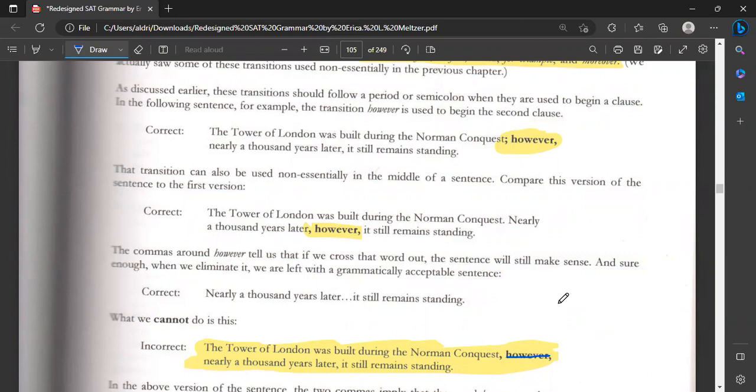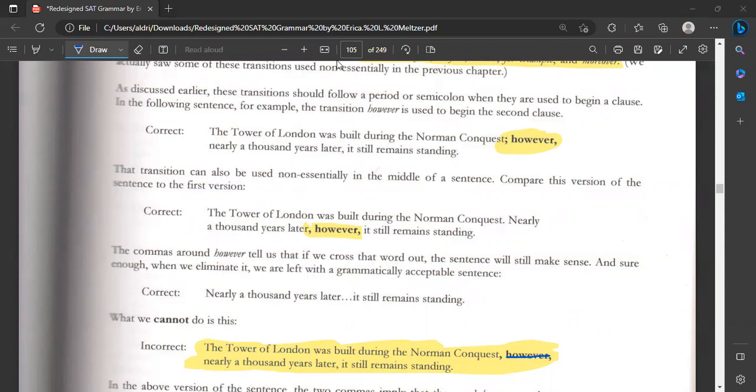So if you notice, this is what's happening. The Tower of London, which was built during the Norman conquest nearly 1,000 years later, it still remains standing. That sentence doesn't make sense. If you remove the it from it, that's maybe one of the ways we can fix it. And probably we'll have to adjust some punctuation.